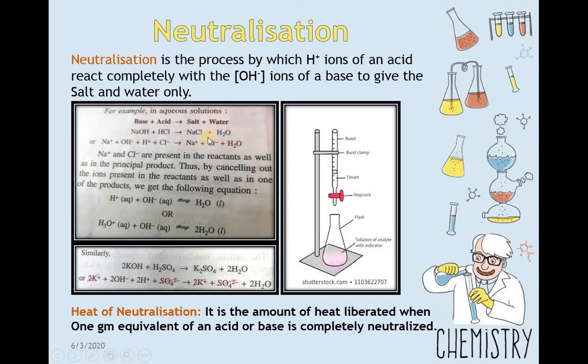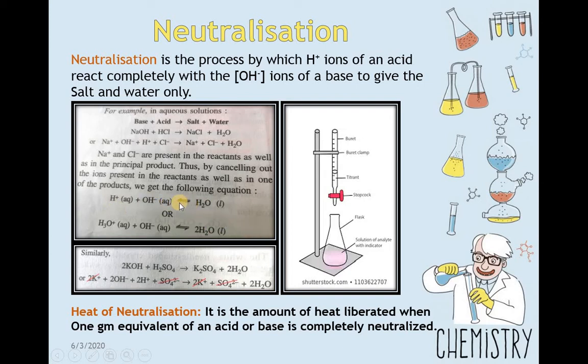Now this is the example given. Base plus acid gives you salt plus water. Now you break this: sodium ion, hydroxyl ion, hydrogen ion, chloride ion. So what you get? Sodium ion, chloride ion and water. Now sodium and chloride ions are present in the reactants as well as in the principal product. Principal product is your main product, that is salt. So you cancel out the ions present in the reactants as well as in one of the products. We get the following equation, that is H+ + OH- gives water.